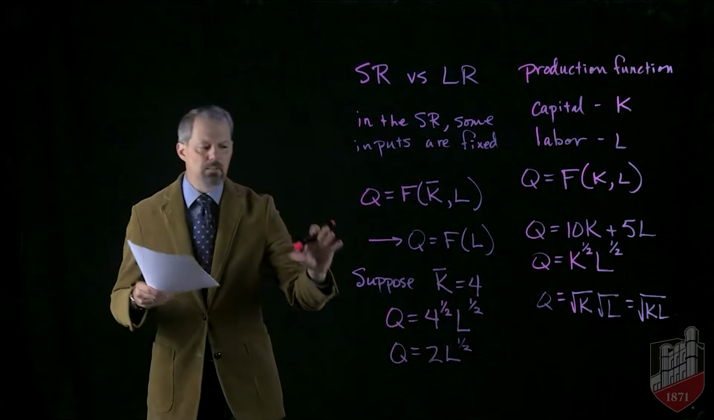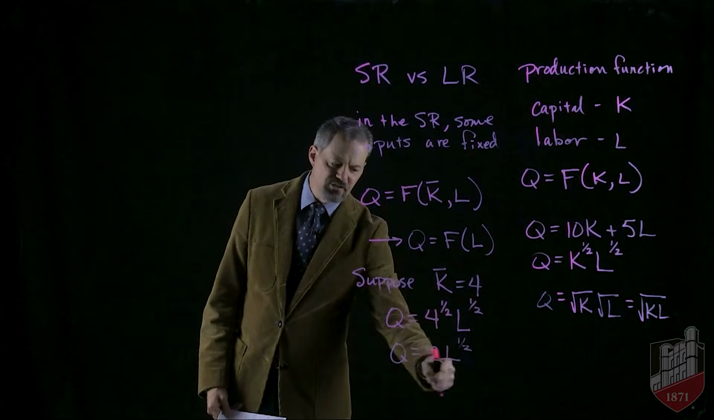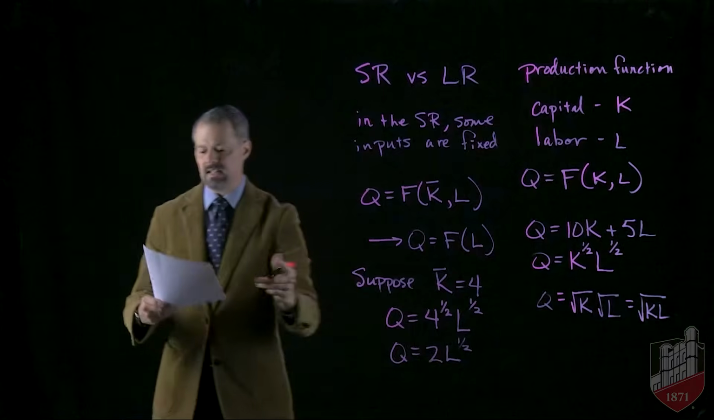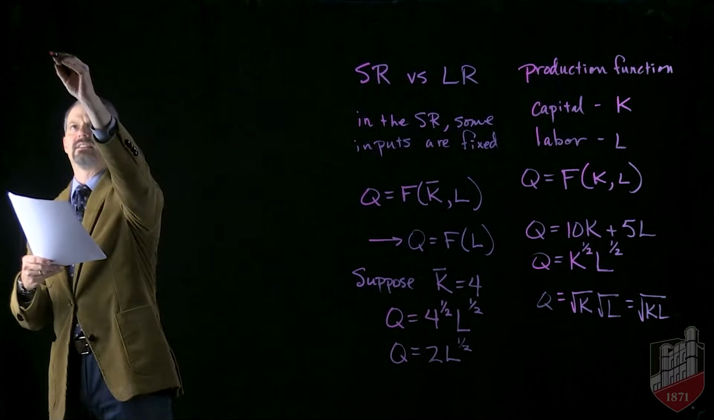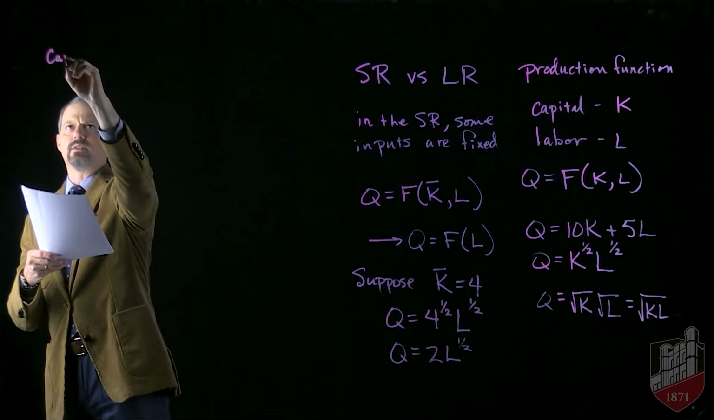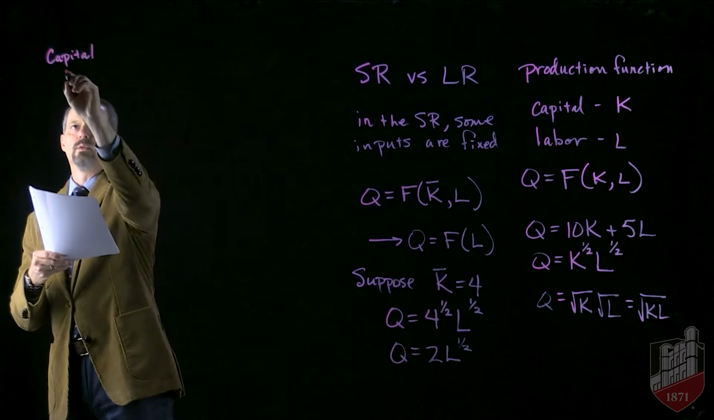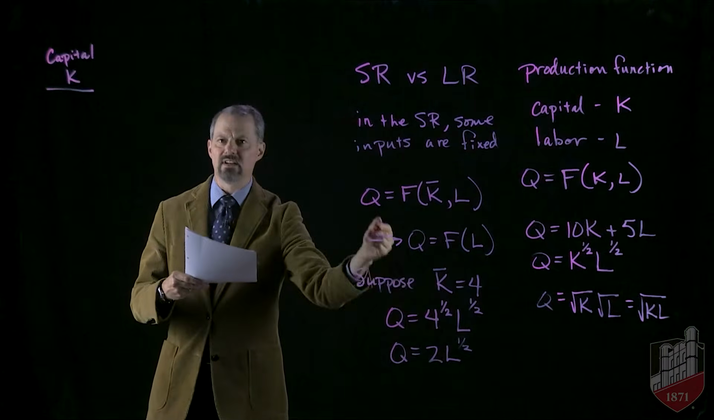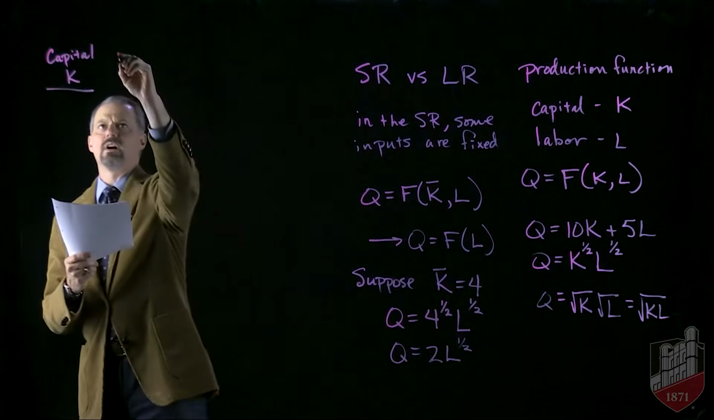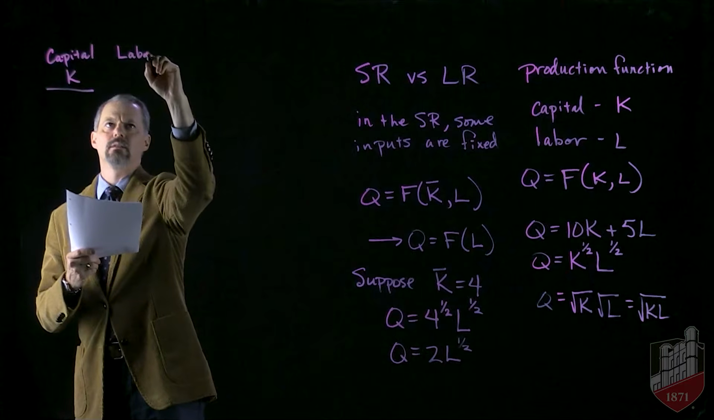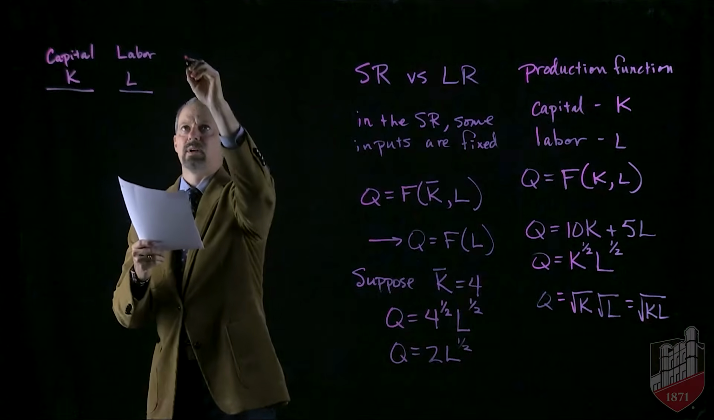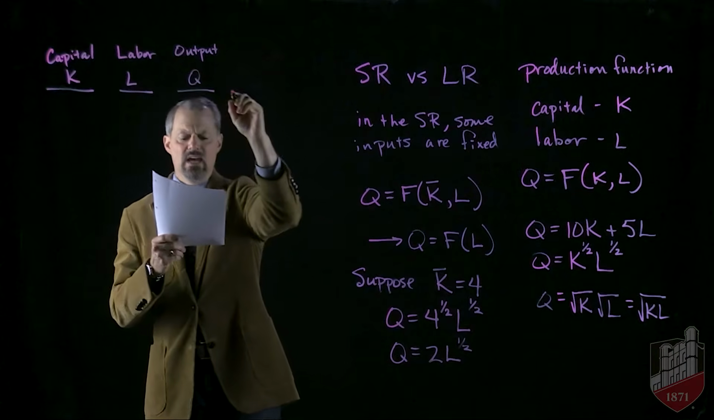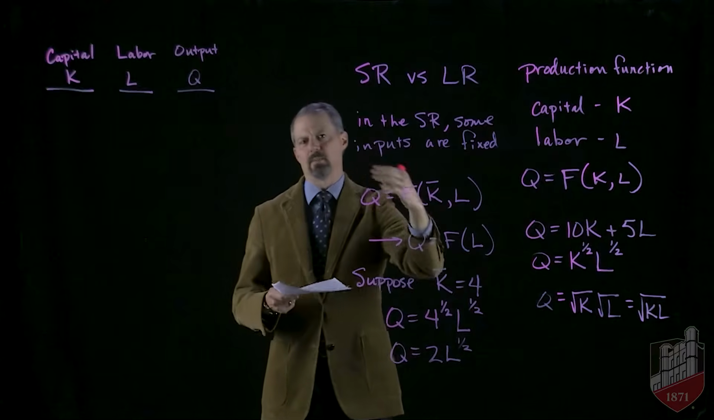Let's create a table. What we want to do is explore this relationship between labor and output, and the easiest way to do that is to create a table. I'm going to put up here capital, which is K. We're going to think about a level of capital. We're going to be thinking about 4 machines. We're also going to be thinking about labor, which is L. I'm going to put here output. Obviously, that's Q. And then we're going to define a couple things here in a second.